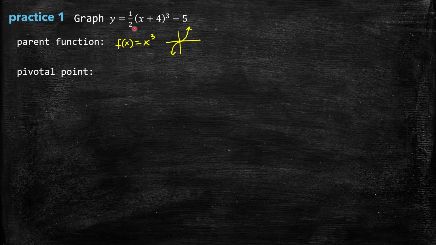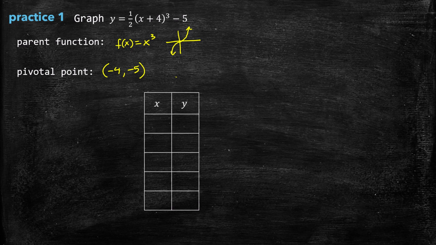First of all, that half is a vertical compression of a half, and then the plus 4 in the parentheses is shift left 4, and then shift down 5. So that's going to put the pivotal point at (-4, -5). So we make a table of values now, let's put our pivotal point there at the center. And let's go a couple of values on either side. So let's pick these. And I will work one of them out for you.